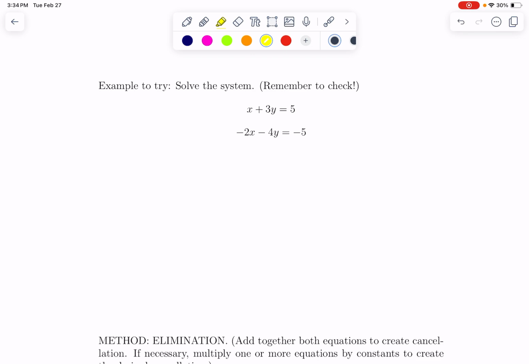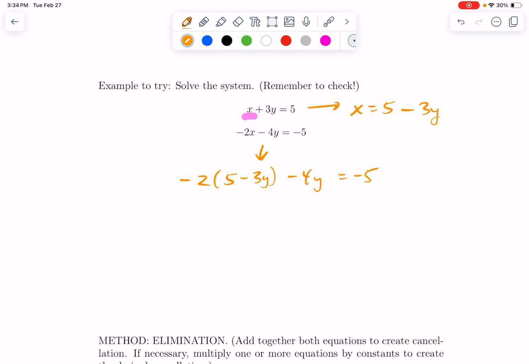Okay, so for this one, I would notice that this x is all by itself in the first equation. So I could rewrite this first equation to say that x is 5 minus 3y. So then I could substitute here, x is 5 minus 3y. And I'll solve this for y. Distribute means negative 10 plus 6y minus 4y is equal to negative 5. So negative 10 plus 2y is equal to negative 5. 2y is equal to 10.